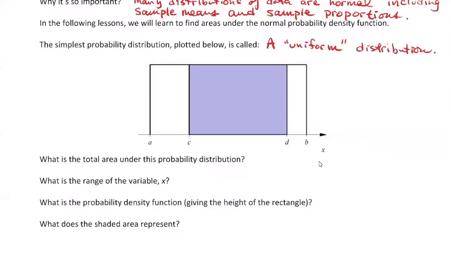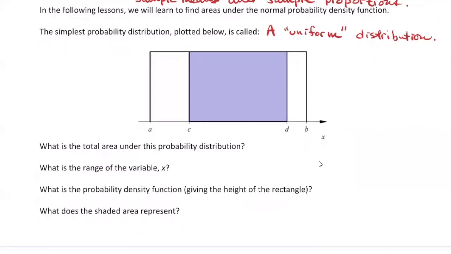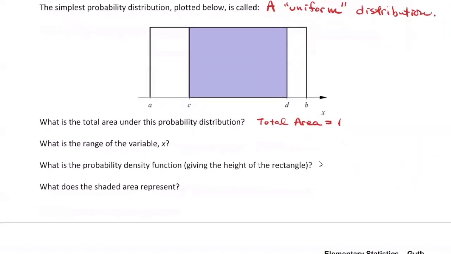Okay. The uniform distribution, uniform just means the same, right? So it's the same everywhere, which means that it's flat. All the height is the same everywhere. Total area under the distribution is always 1. The range for this variable, well, the min is A, and the max is B, and so range is always max minus min. So that'll be B minus A.